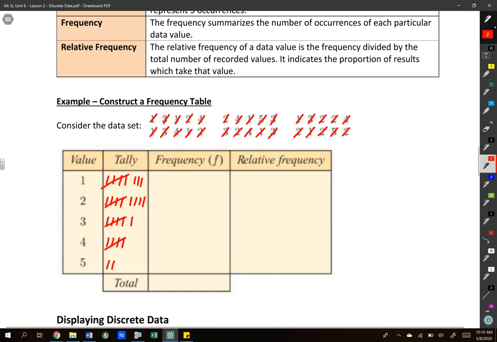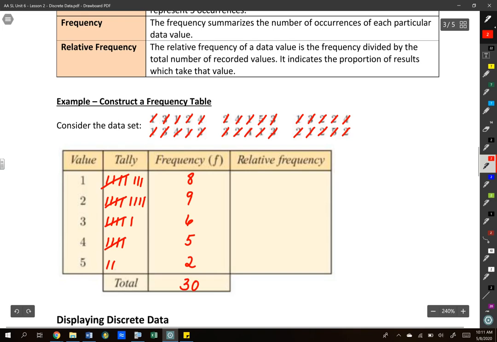So for number 1, we have 5 plus 3, so our frequency is 8. For number 2, we have 5 plus 4, so our frequency is 9. For number 3, we have 5 plus 1, our frequency is 6. For number 4, we have just 5. And for the value of 5, we have 2. And then we want to add those up. So 8 plus 9 plus 6 plus 5 plus 2, that gives us 30.